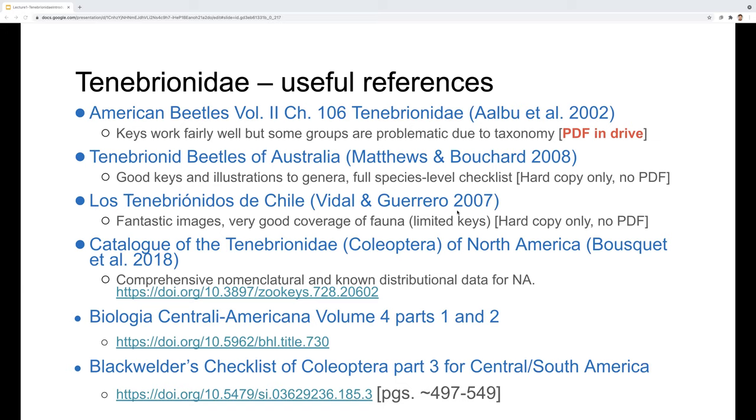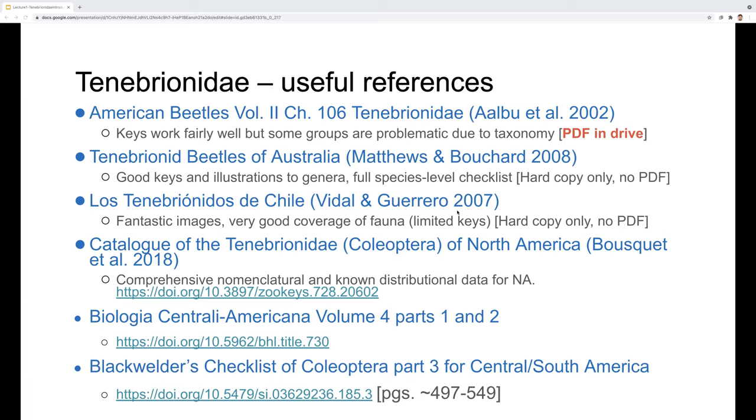Another book we'll mention, even though it's outside the scope of the region we're talking about, is the Tenebrionid Beetles of Australia, Matthews and Bouchard, 2008. We only have hard copies of this, don't have a PDF, but this is great. It's similar to American Beetles. They're great keys, they're illustrations. You can get down to the genus level, and they have a full species level checklist there as well. And this is super useful because they have a lot of illustrations at the tribal level.